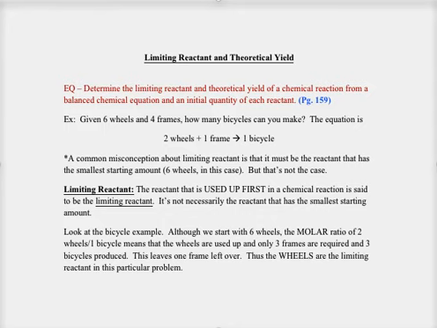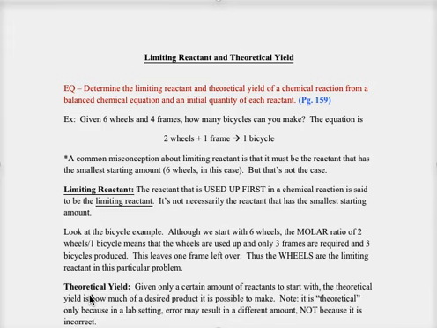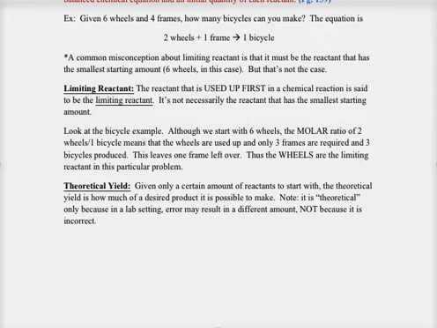Let's define theoretical yield. So the theoretical yield is basically the amount that you can possibly make given the starting amount of different substances. And it's theoretical not because it's untrue, but because it's mathematically the amount that you could possibly make. Now, in a lab setting, you may have some error that results in a smaller amount. So that's why we dub it the theoretical yield.